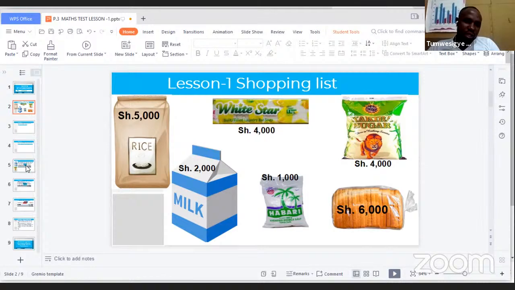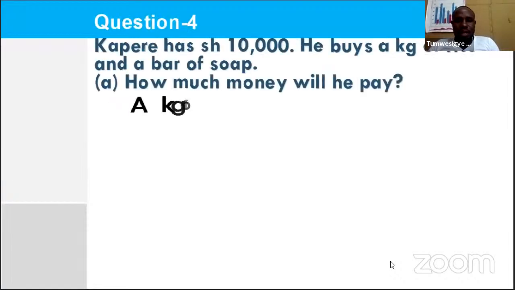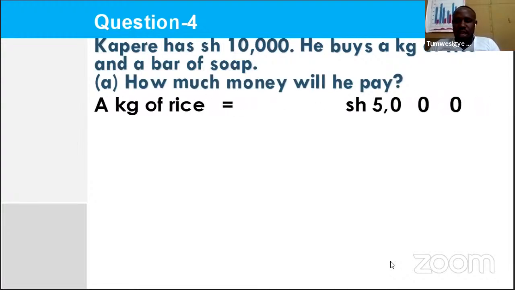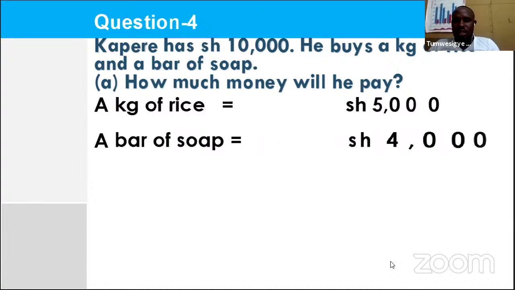Okay, we went ahead here and did our mathematics. So we said Kapele bought a kilogram of rice, which is at shillings 5,000. Also, a bar of soap, which is at shillings 4,000. Okay, so when we add this, what do we get?